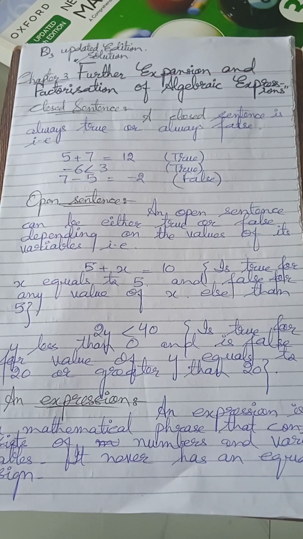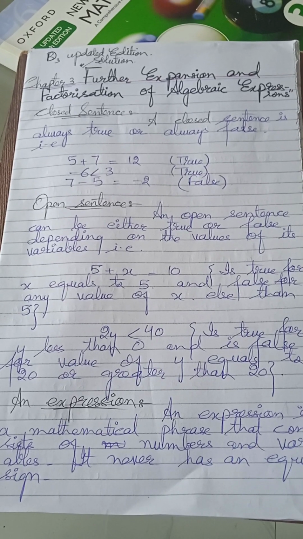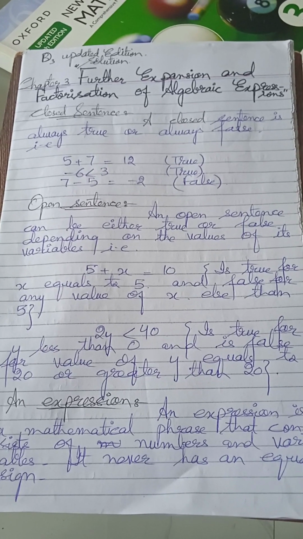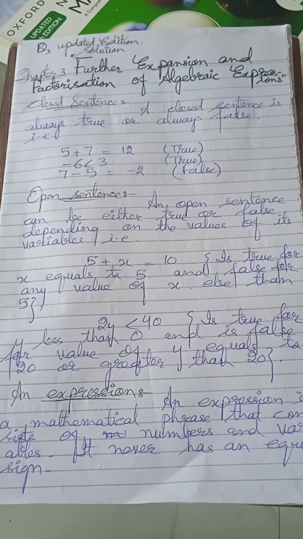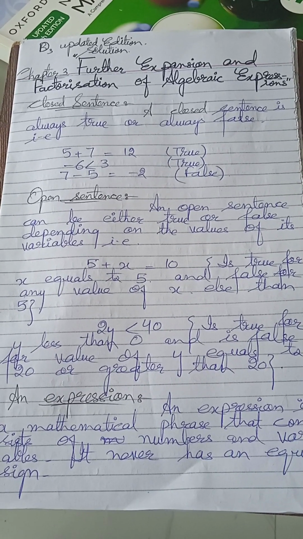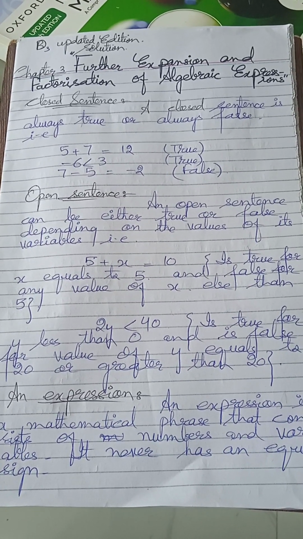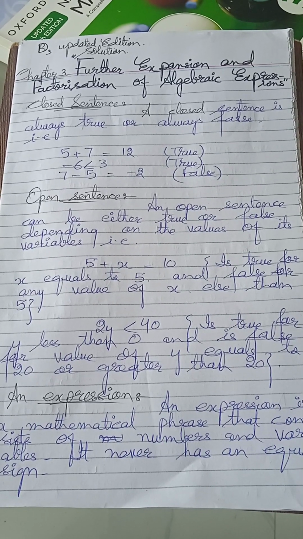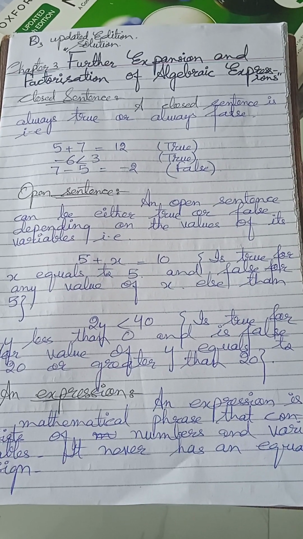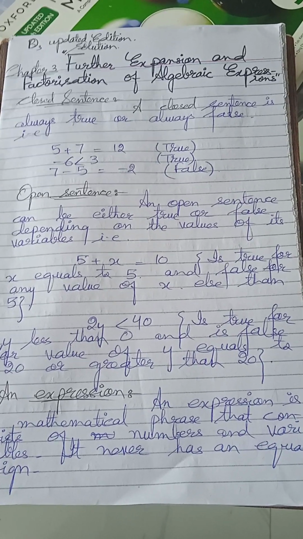which is either true or false, whereas an open sentence is a sentence which may be true or may be false depending on the value of the variable. For example, if we look at 5 plus x equals 10, then if we put the value of x equals 5, then 5 plus 5 equals 10, and for x equals 5 it's true. Otherwise, for any other value of x, this equation is false.